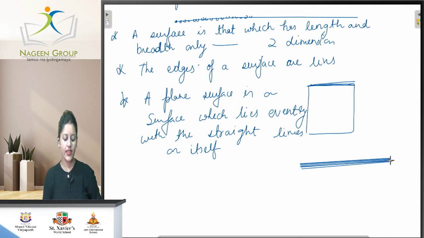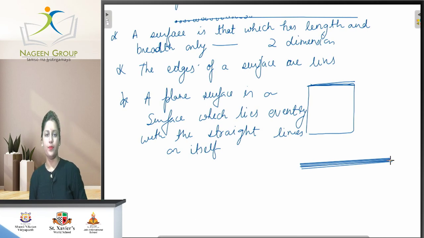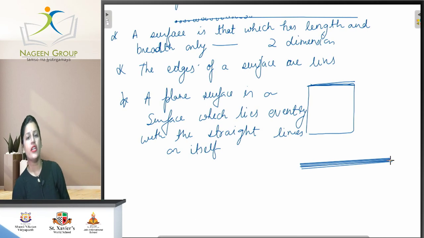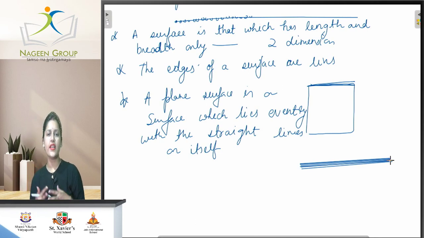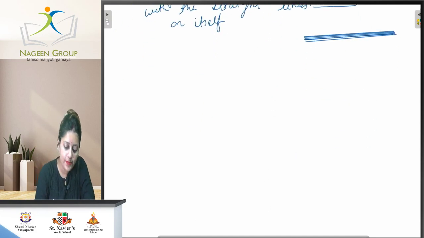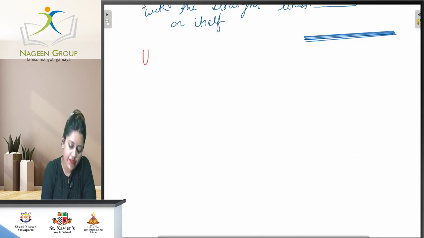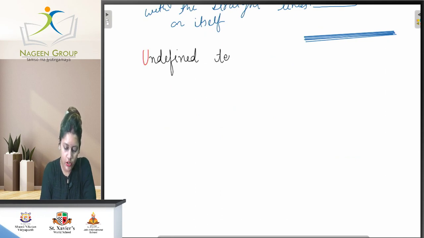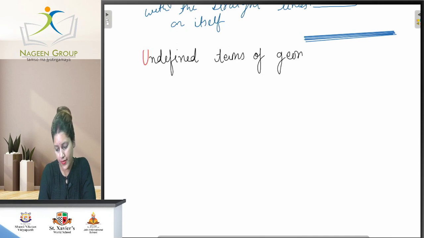Now, undefined terms of geometry. Now we are going to read about the terms that are hardly defined in geometry, but it is very important to know about them. These are the undefined terms of geometry.